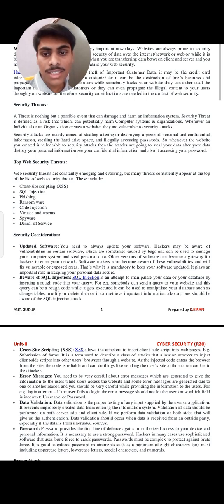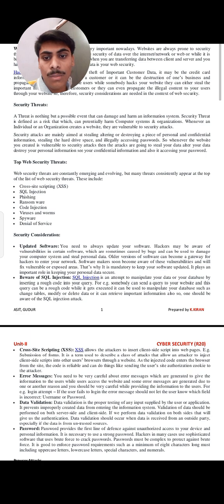Now security considerations. These considerations are: update the software, beware of SQL injections, beware of cross-site scripting, error messages, data validation, and password protection. First of all, update the software. Update the software means whenever some software is updated on your system, it is called a software update.